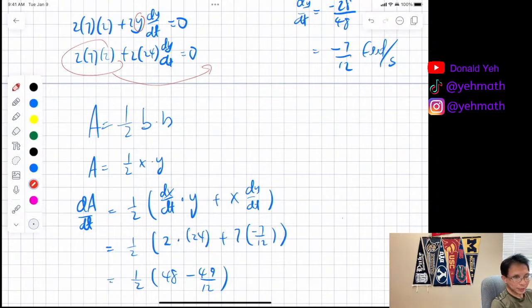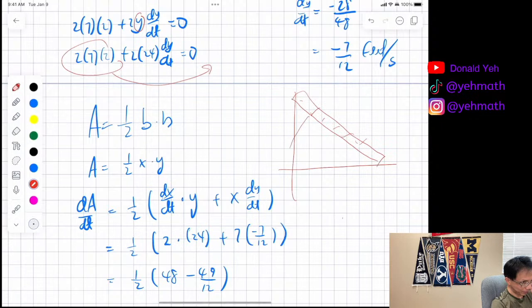So the next question is a ladder that's sliding down, and we are just wondering about this area. Area is one-half base times height, right? Let's say base and height become x and y, and then I just do a product rule.